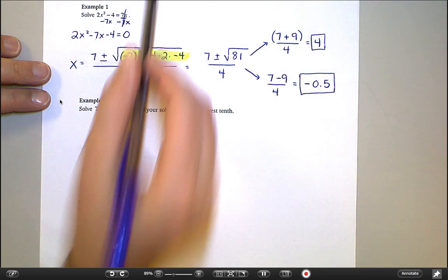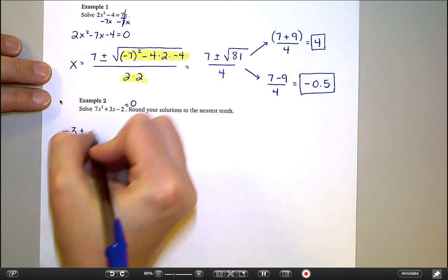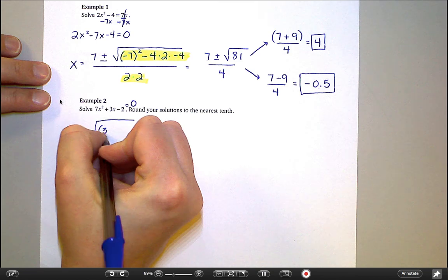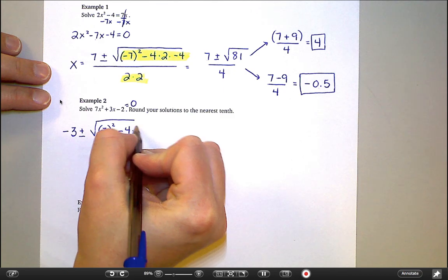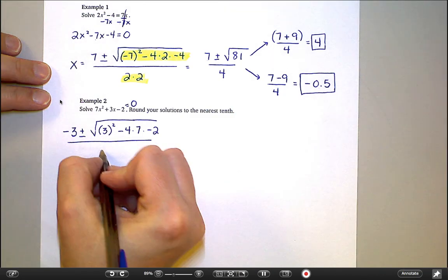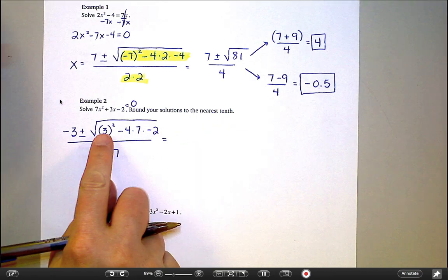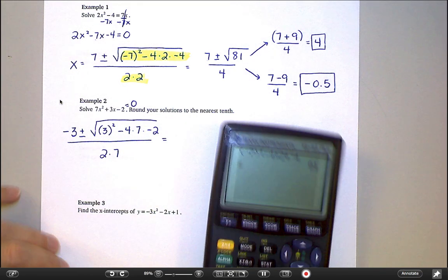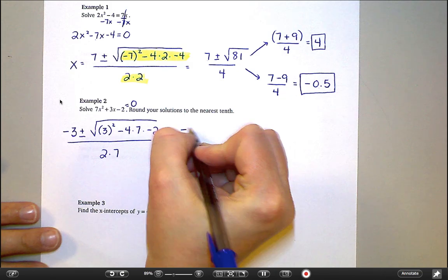So negative b, so that would be negative 3, plus or minus the square root of b squared, notice I'm putting that in parentheses, minus 4 times a times c, all over 2 times a. Okay? I'm going to go ahead and do what's under the square root there. So I'm doing 3 squared minus 4 times 7 times negative 2, and I get 65, so close to being a perfect square.